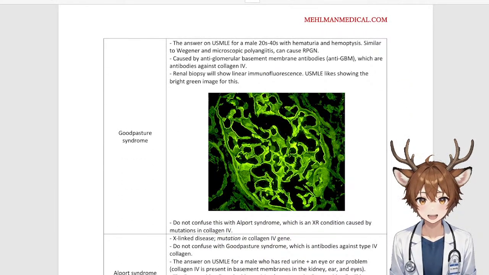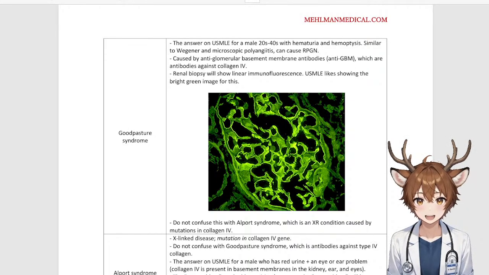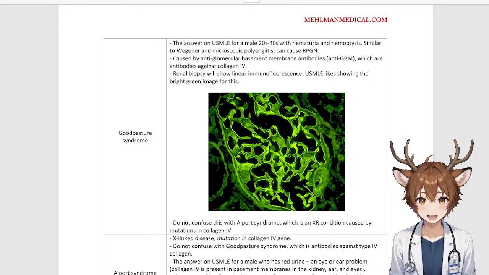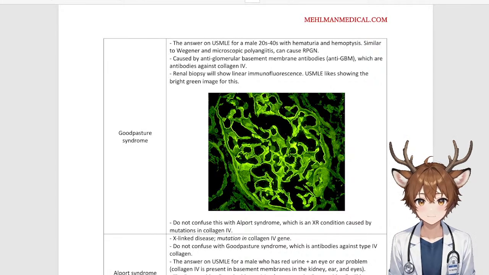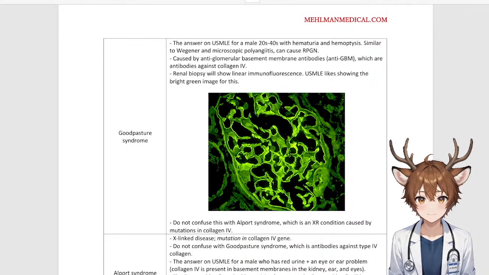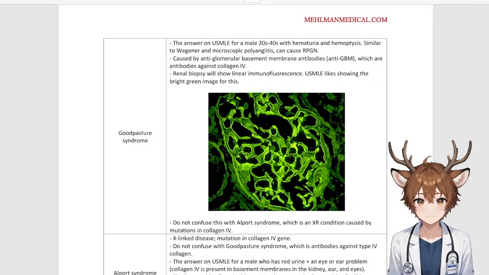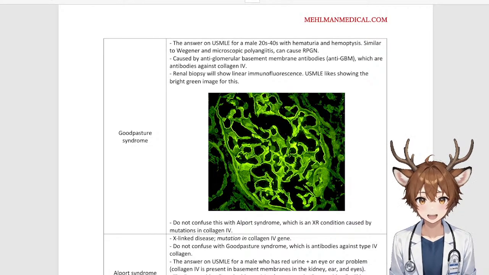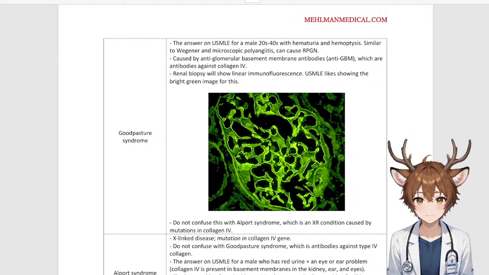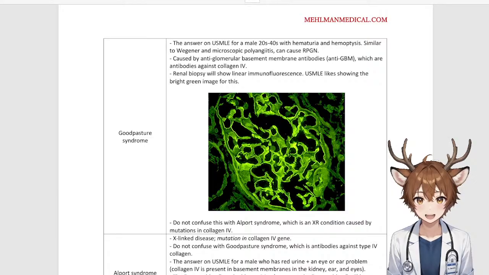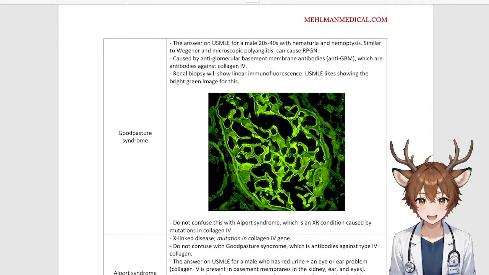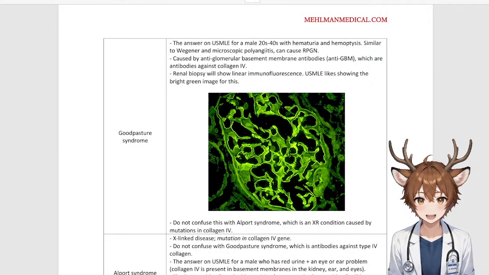Goodpasture syndrome, the answer on USMLE for males in their 20s to 40s with hematuria and hemoptysis, similar to Wegener and microscopic polyangiitis, can cause RPGN, which is a glomerulonephritis. RPGN is called rapidly progressive glomerulonephritis. It is caused by antiglomerular basement membrane antibodies, anti-GBM, which are antibodies against collagen 4. Renal biopsy will show linear immunofluorescence. USMLE likes showing the bright green image for this.